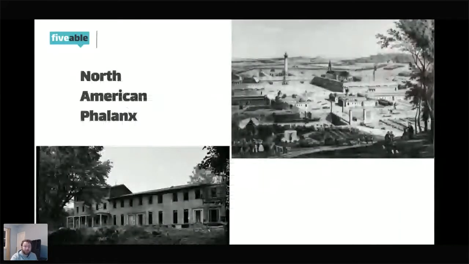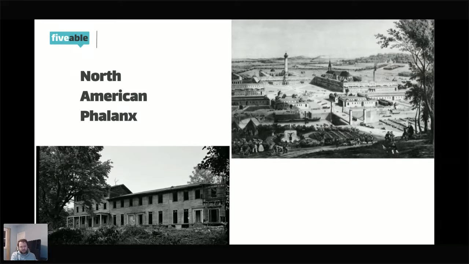So North American Phalanx, this is one of these failed utopian socialist societies, and we can actually see some of the remnants there on the left and what it was ideally supposed to look like in the top right there. Again, this was in America, land was cheap. They bought up cheap land and established the society, and it doesn't really work. Unfortunately, the main building burned down in the 1970s, so it's not around anymore, which is kind of a shame. I always think these old structures of these failed societies are super, super interesting.